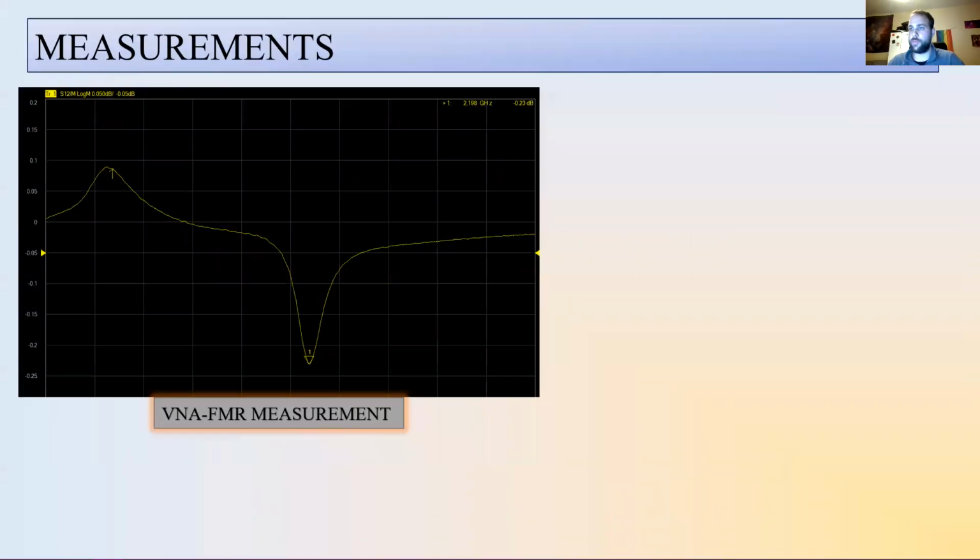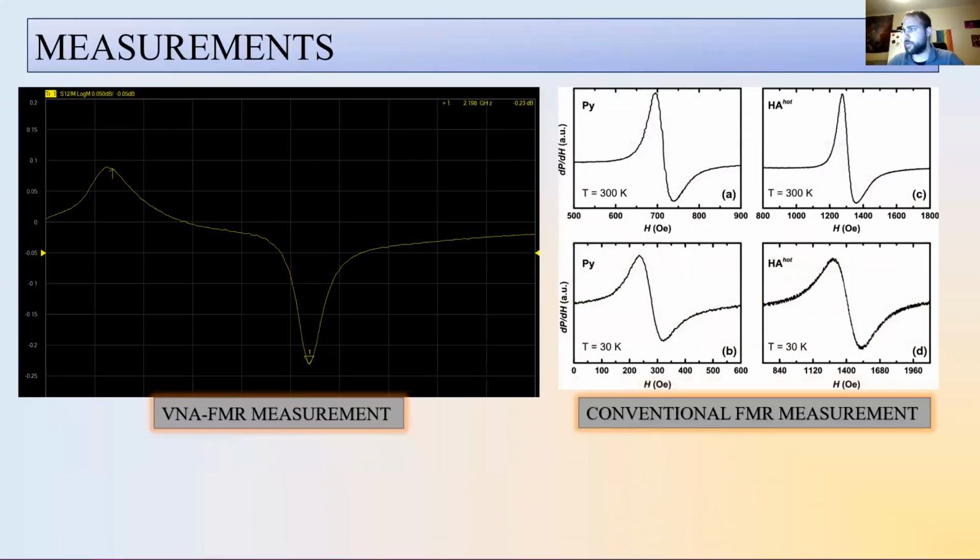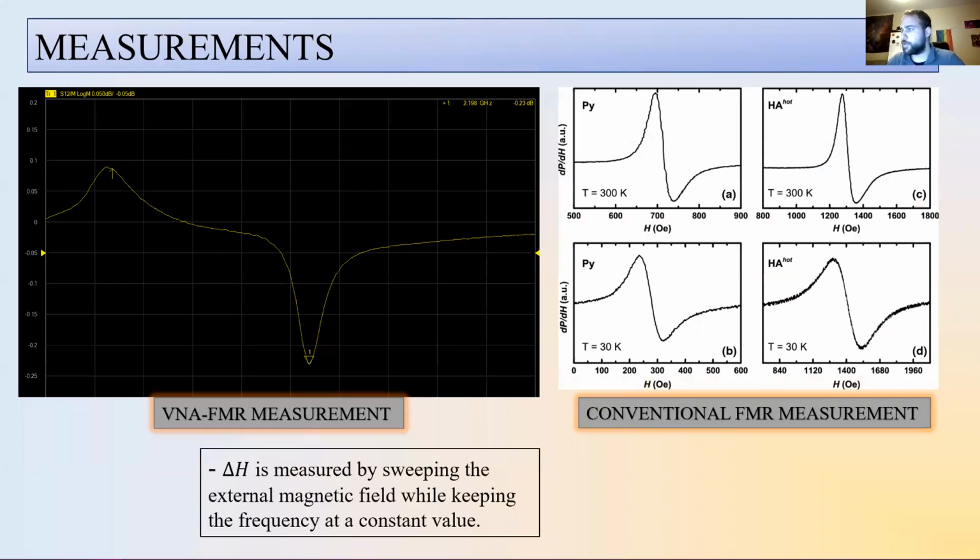So I want to show both measurements, as examples. One is a vector network analyzer FMR measurement taken in our spin lab, and the other one is the conventional FMR measurement. These two measurements are connected to each other by a mathematical representation. For every delta H, it is measured by sweeping the external magnetic field while keeping the frequency at a constant value, and the opposite is true for the vector network analyzer ferromagnetic resonance measurement. We keep the field constant and sweep through a frequency.